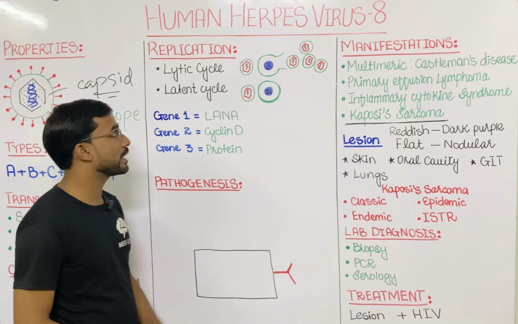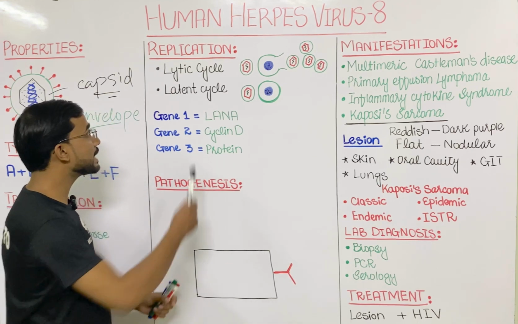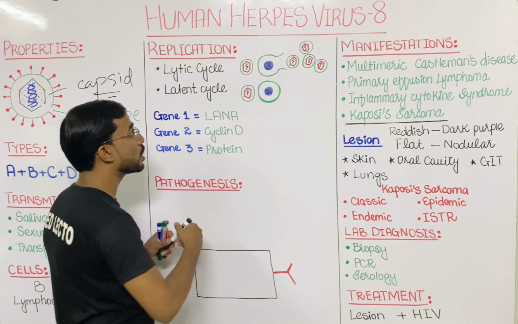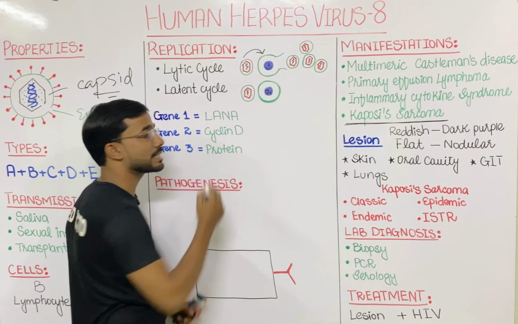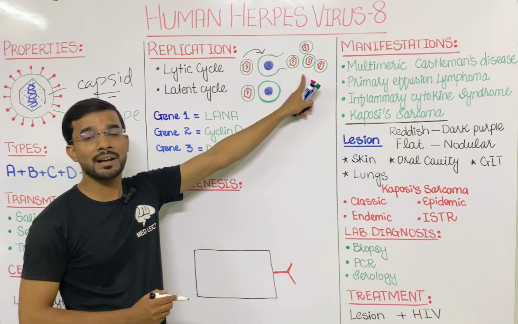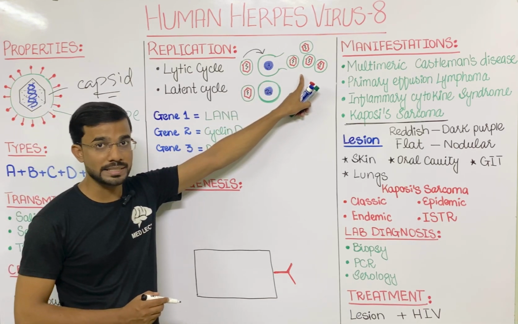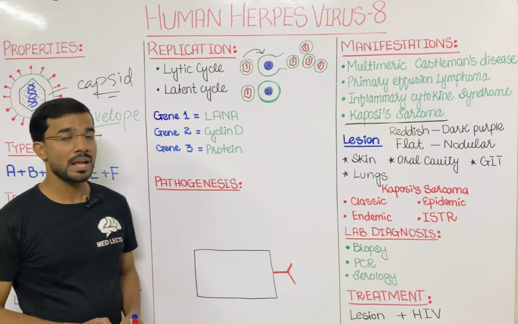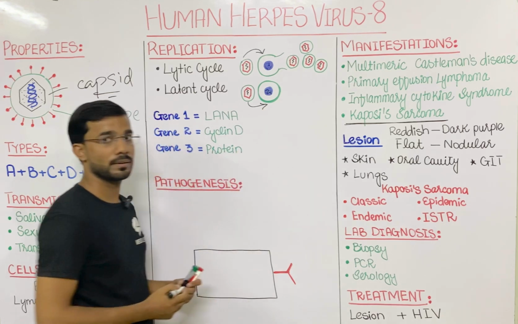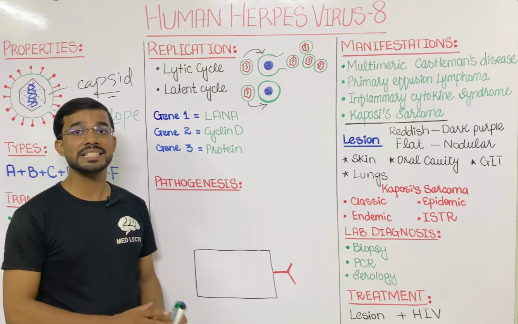If we look at the replication, you will see the two most important cycles of the virus, the lytic cycle and the latent cycle. In the lytic cycle, the virus will first of all affect the cell, and as a result, you will see the production of many replicas of the virus inside the cell. But in the latent cycle, the virus will affect the cell, but the genome of the virus will remain inside the nucleus of the cell as an episome.